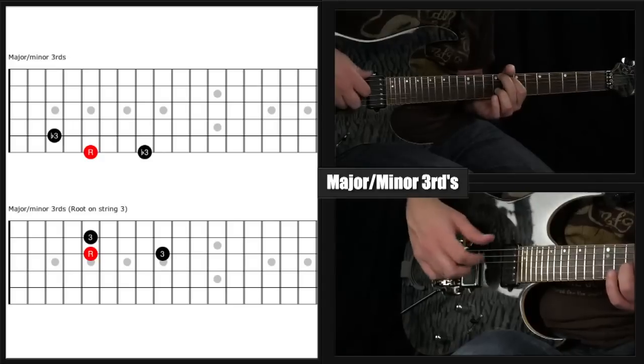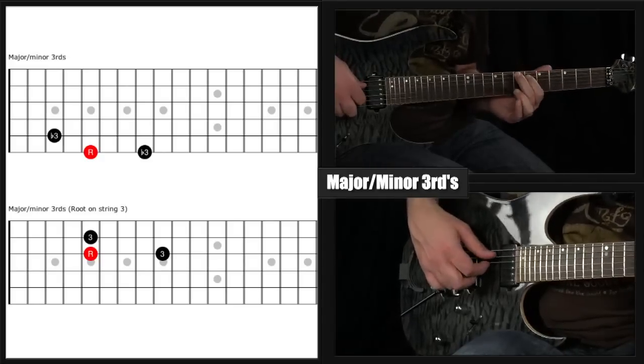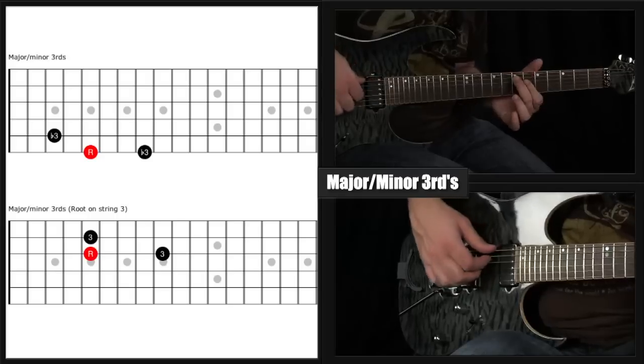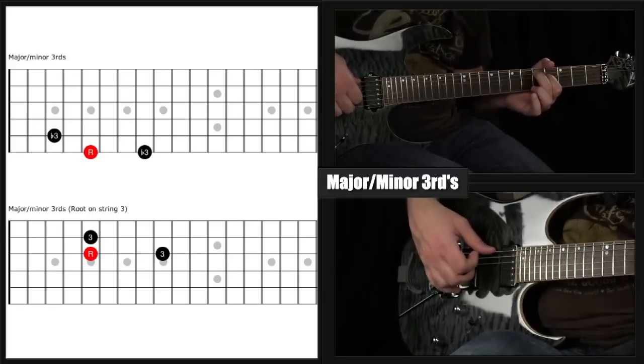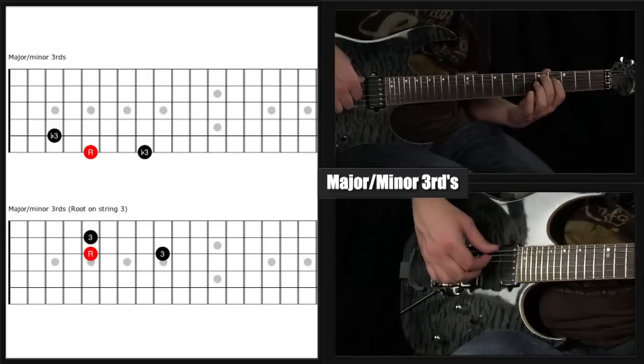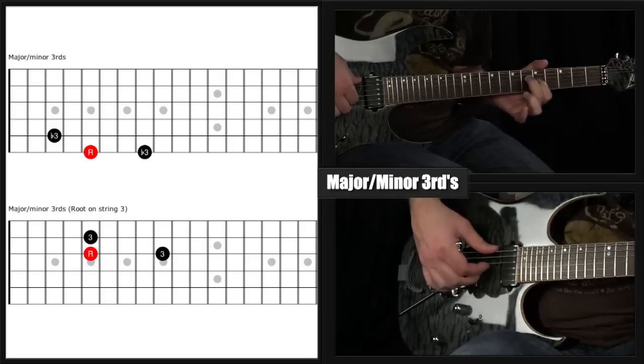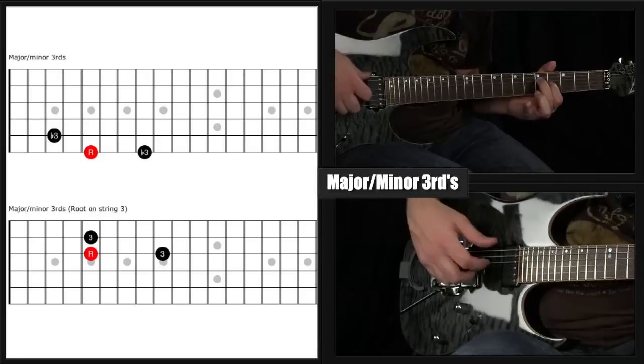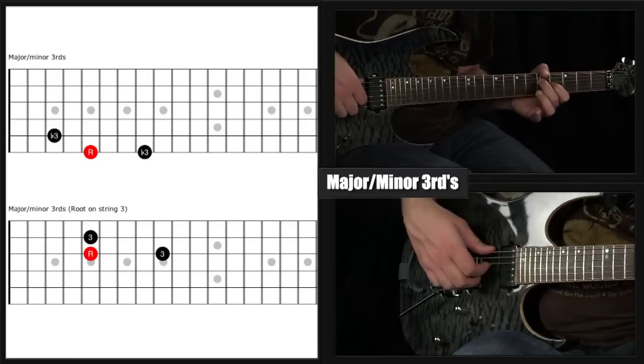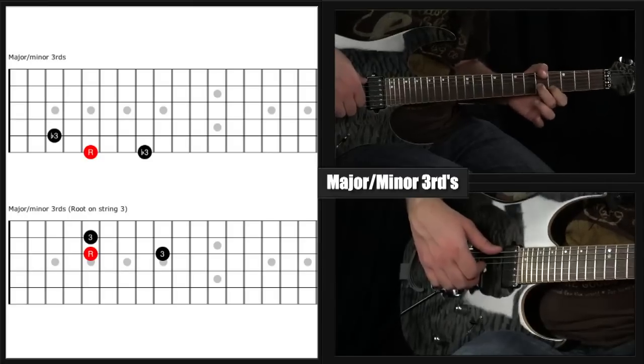This shape is movable, not only horizontally. These are all major thirds, but also vertically. So I can start on any. These are all major thirds, same exact shape. On the 4th string, all major thirds.